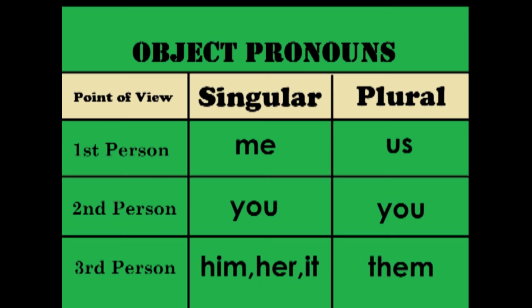So again, these are the object pronouns. For the first person singular, we use me, and for plural, we are going to use us. For second person singular, we have to use you, and you also for plural. And for the third person singular, we are going to use him, her, and it, and for plural, we are going to use them.